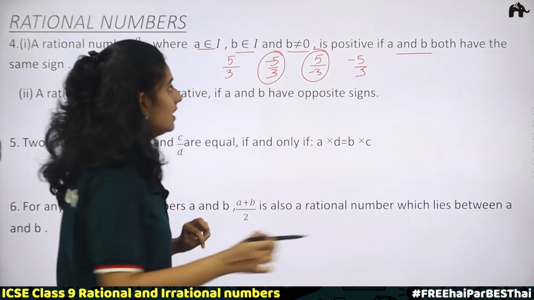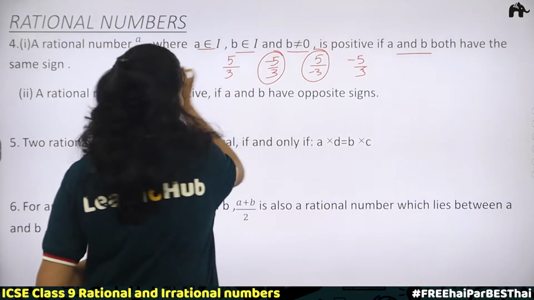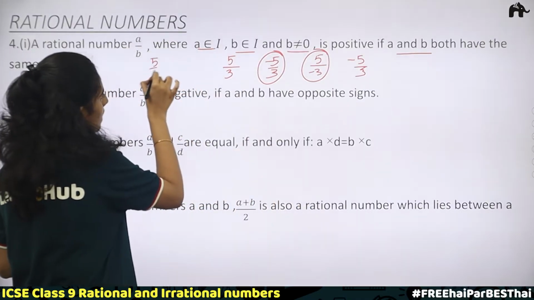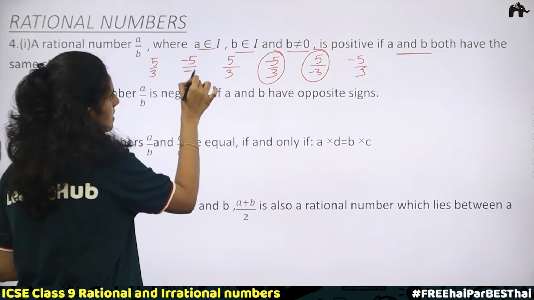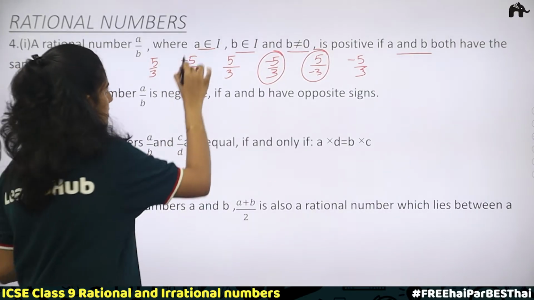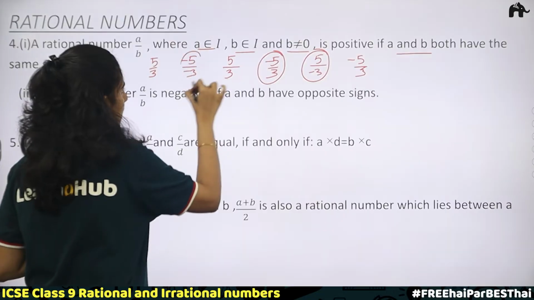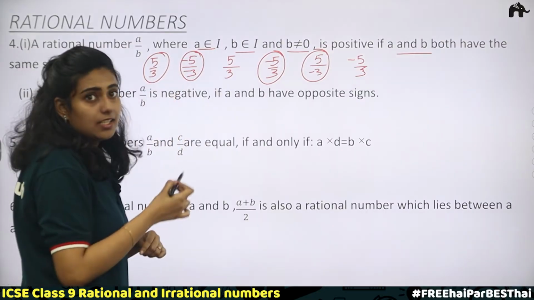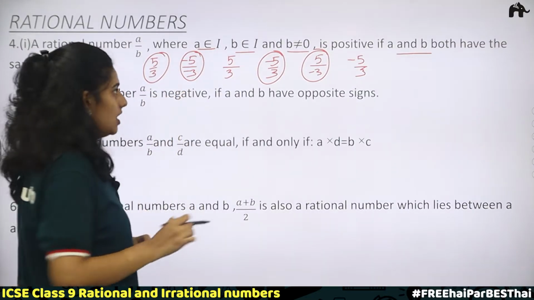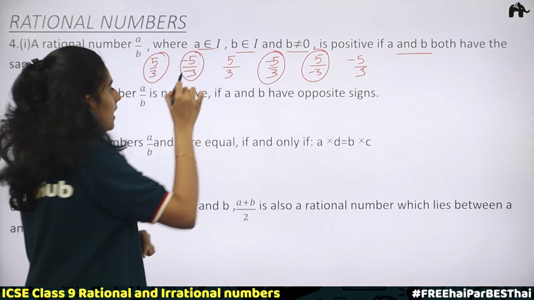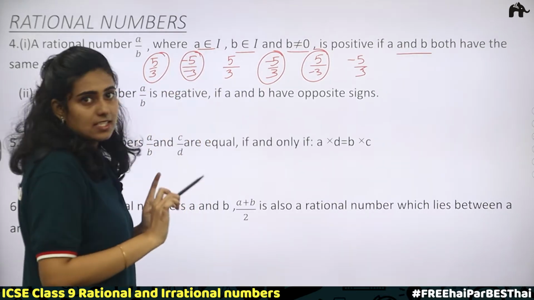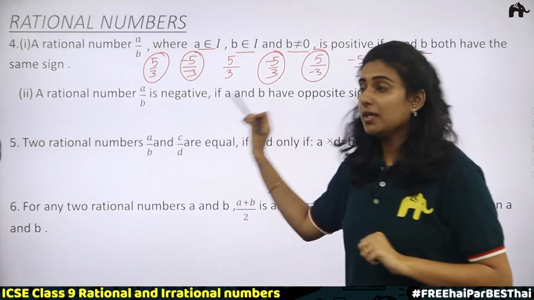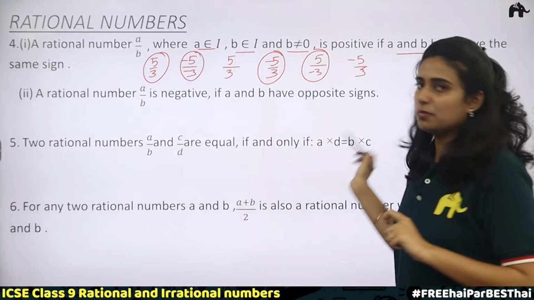So here what they are saying, A by B is positive if A and B both have the same sign. Which means if you have 5 by 3 and minus 5 by minus 3. What is minus 5 by minus 3? Negative signs can be removed from the numerator and denominator. It will finally become 5 by 3. If there is a positive sign in the numerator and a positive sign in the denominator, or if negative in the numerator and negative in the denominator, in both these cases you will have a positive rational number. A rational number A by B is negative if A and B have opposite sign.